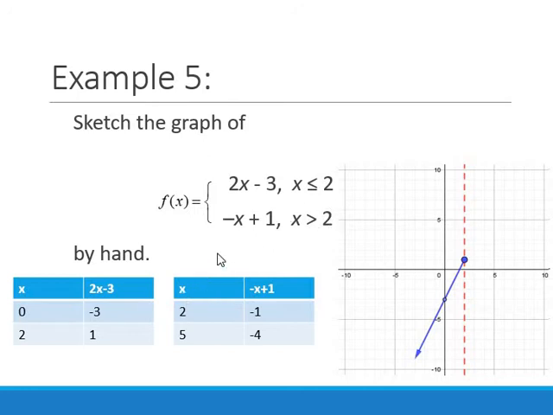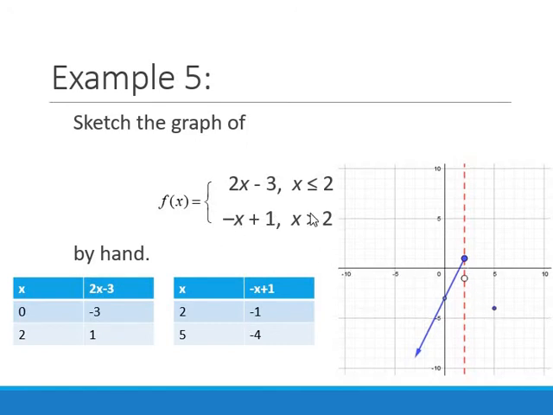So you always include the boundary points on all of these because I need to know where it hits the line. So if I plug a 2 into that, I get negative 2 plus 1, which is negative 1. Then I pick one other point, since it's a straight line, greater than 2. I picked 5. Negative 5 plus 1 is negative 4.